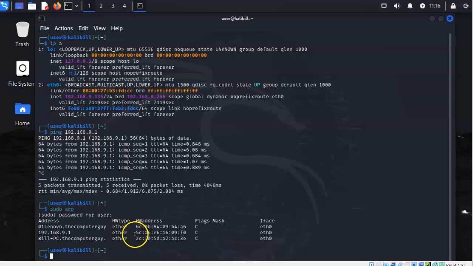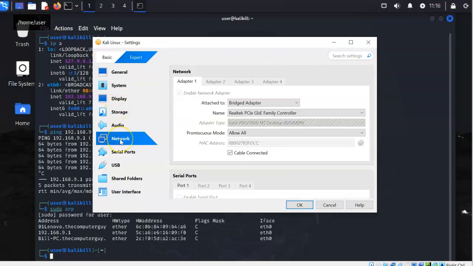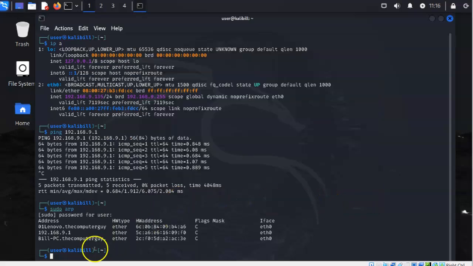And this shows, there it is. That's my MAC address for my router that gets me to the internet. Here is my server's MAC address. Here is my computer, which is, I have a bridged adapter. So my Kali Linux machine is behaving as though it is my computer because it is bridged. If you go to Machine and Settings, my network is bridged to my PCIe family controller. Yours might be wireless, it doesn't matter. That means you're part of the network.